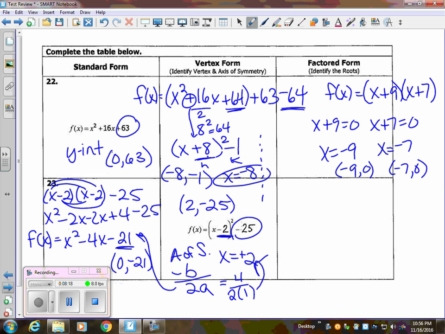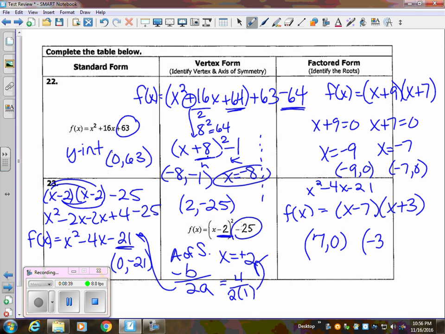And now we need to take it into factored form. So use the standard to get you to factored. We've got f of x equals (x minus 7)(x plus 3). There it is in factored form, and that gives me (7, 0) as one of my x-intercepts and (-3, 0) as the other.